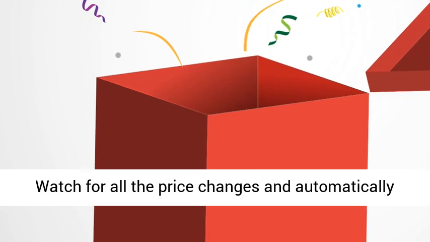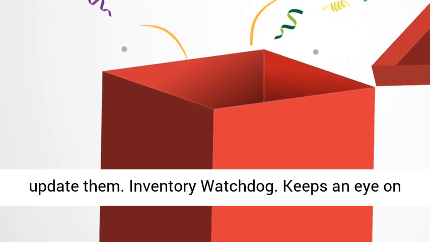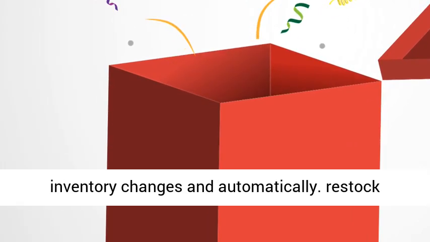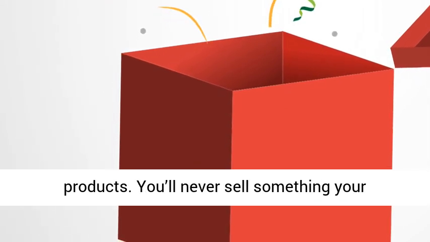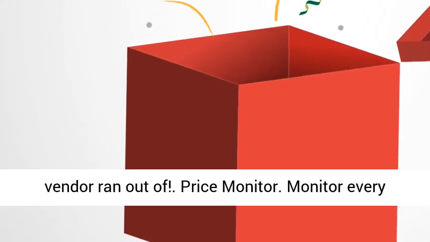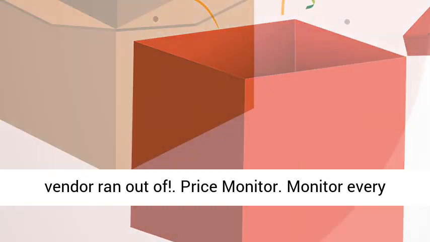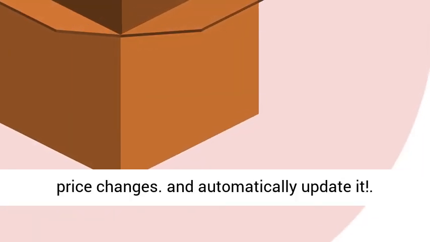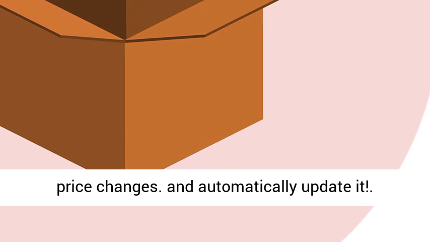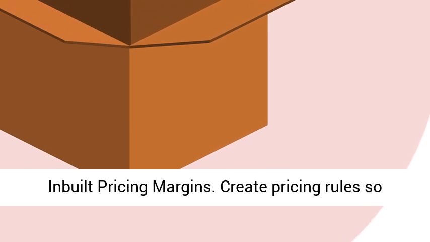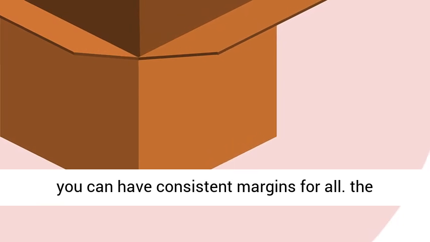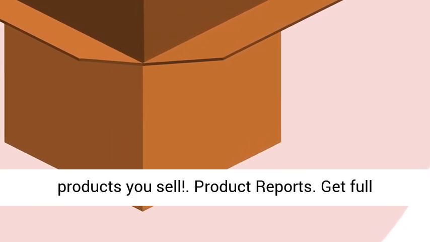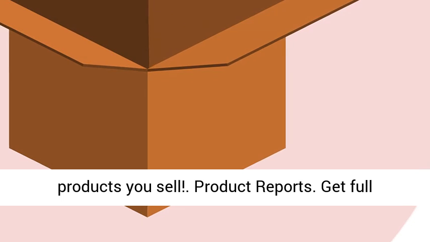Product watchdog. Watch for all the price changes and automatically update them. Inventory watchdog. Keeps an eye on inventory changes and automatically restocks products. You'll never sell something your vendor ran out of. Price monitor. Monitor every price change and automatically update it. Inbuilt pricing margins. Create pricing rules so you can have consistent margins for all the products you sell.